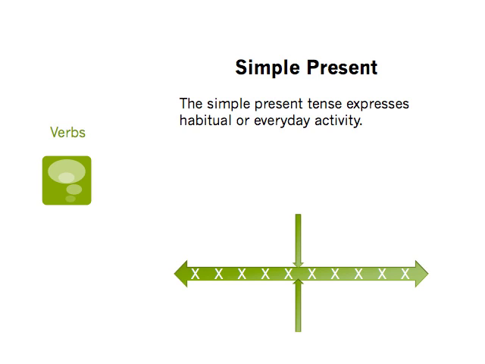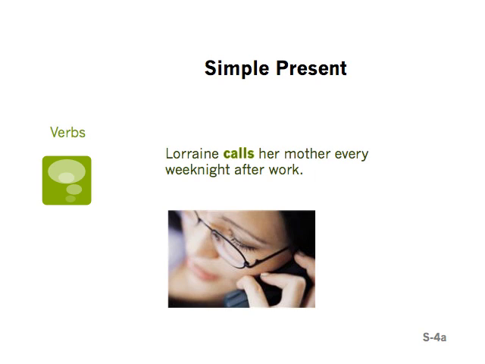We use the simple present tense when we want to write about an activity that doesn't just happen once, but instead happens habitually. We use the simple present to write about everyday activities. This sentence contains a verb in the simple present tense to express a daily habit or everyday activity. Lorraine calls her mother every weeknight after work. She did it last week, she does it this week, and she will do it next week.